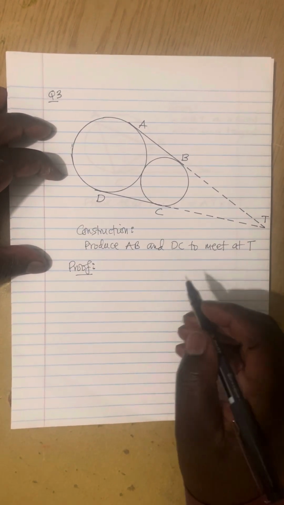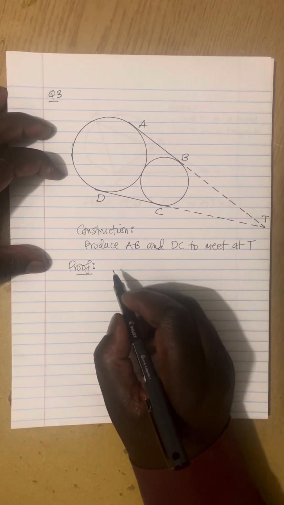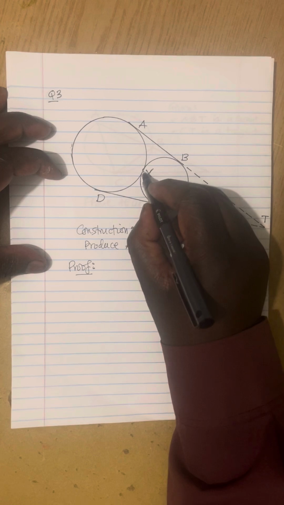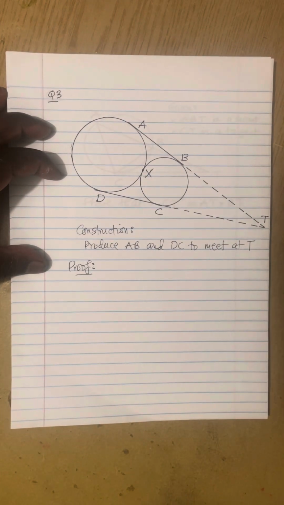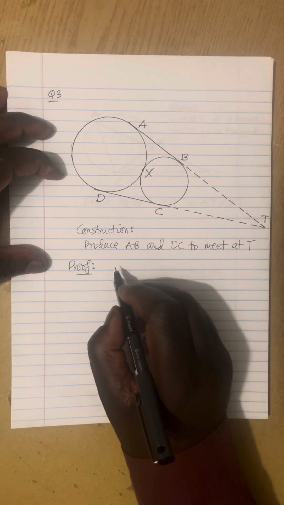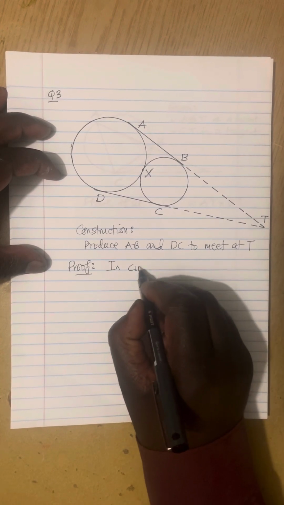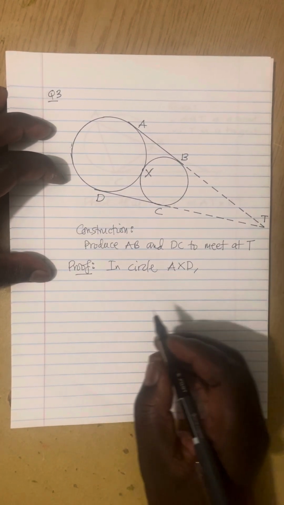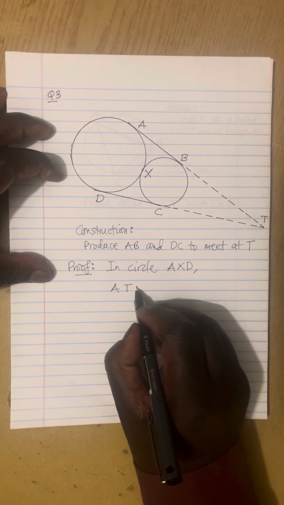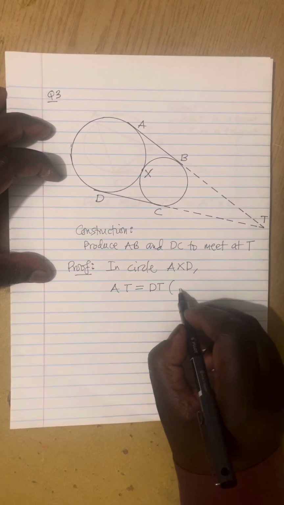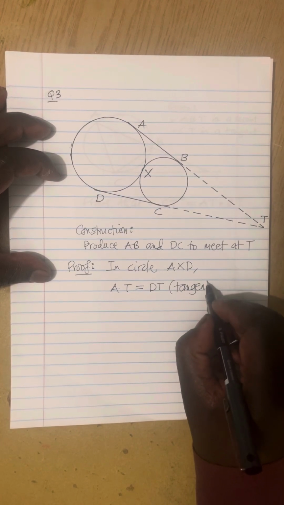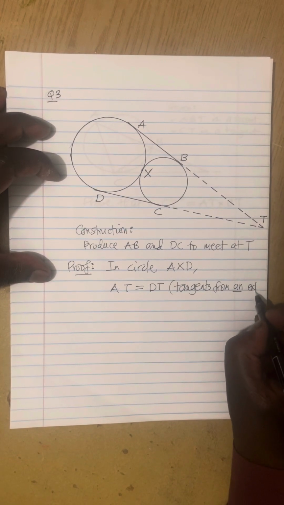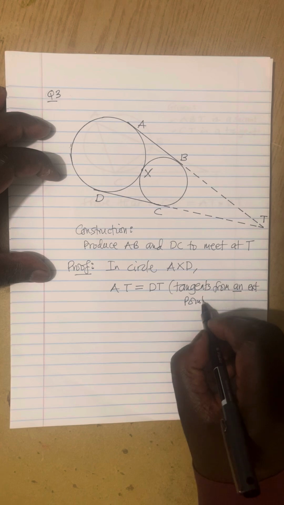In the figure, I can just move straight and say the central point has been given as X there. Don't forget, point of contact has been given as X. So I can say in circle AXD, I can say AT is equal to DT. The reason for that is tangents from the same external point must be equal in length.